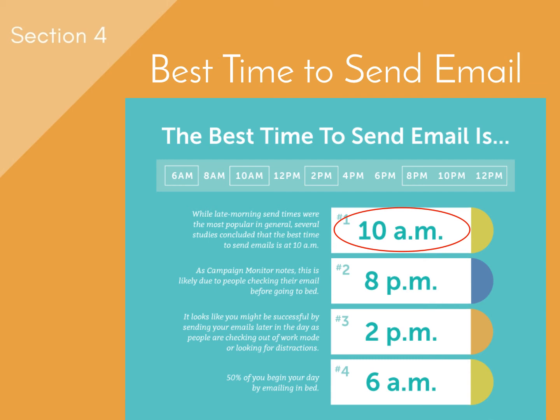Also, 8 p.m., because this is before people are getting ready to wind down and go to bed. And a lot of people check their email just to make sure they didn't miss anything from the day. Also 2 p.m., because 2 p.m. is when people are just out of lunch and in that post-lunch nap slump that everybody gets. And so checking email is an easy way for them to engage their brain without having to worry if they're getting it right.